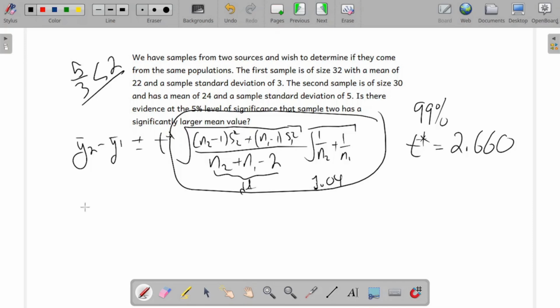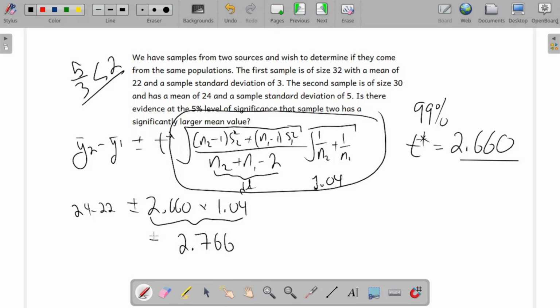However, let's carry on. So this is going to be 24 minus 22, plus and minus, our critical number, 2.660, times 1.04. So this will be the margin of error, and we need to multiply that out. So let's grab a calculator and see what we actually get here. So we have 1.04 times 2.66. And our margin of error then is 2.766. And we'll add and subtract that from the difference in mean values.